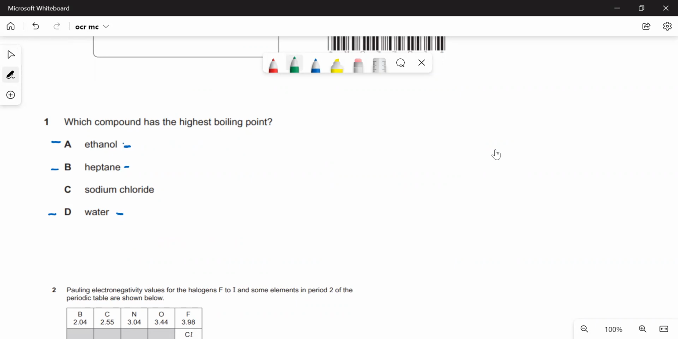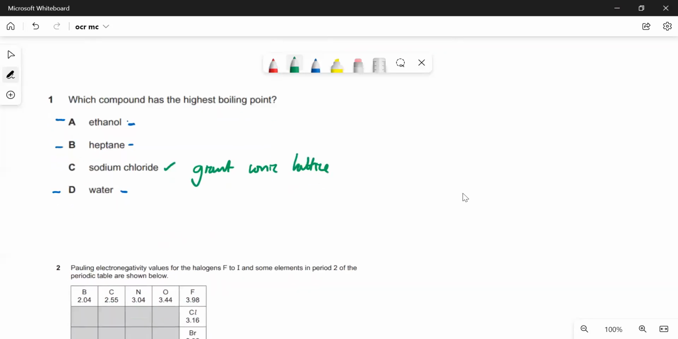Ethanol and water will be a bit higher because you've got hydrogen bonds. But the answer to this one, the highest boiling point, is going to be sodium chloride because this is a giant ionic lattice. Okay, it's going to have a very high boiling point because of the strong electrostatic attractions between the positive sodium ions and the negative chloride ions. So it's going to be way higher than the others.